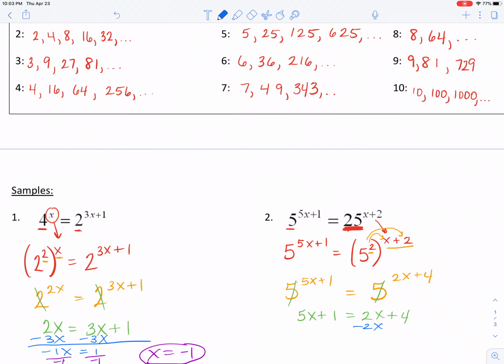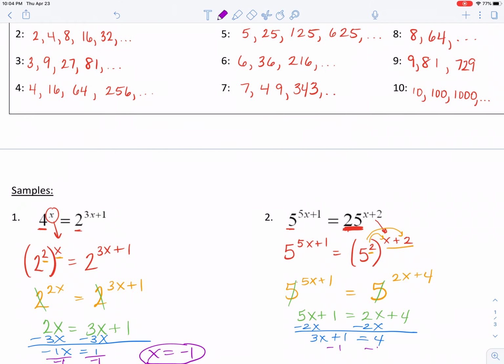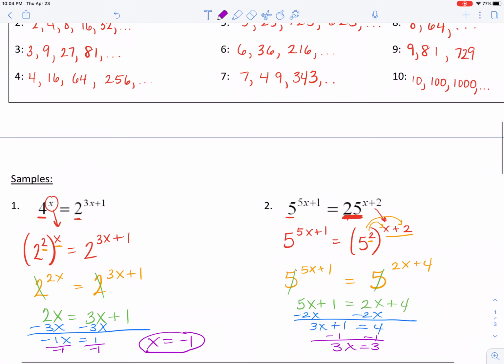I'm going to minus the 2x on both sides. Get 3x plus 1 equals 4. Minus 1 on both sides. Get 3x is equal to 3. Divide both sides by 3. And get that x is equal to 1.